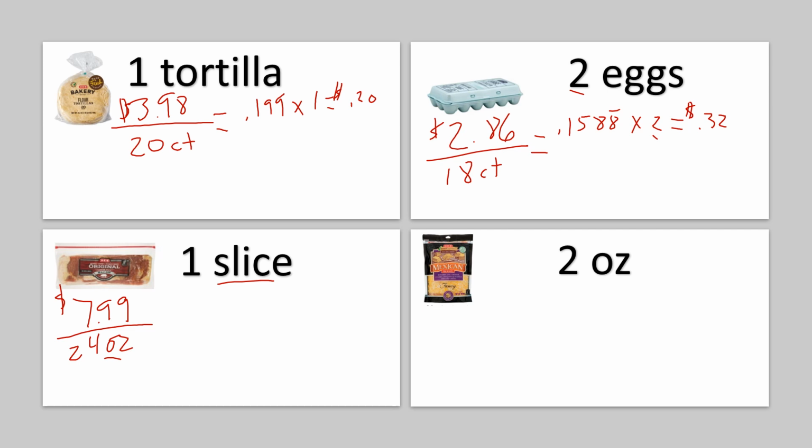All right, so now we know that there is 20 slices inside this package right here. So now we can take $7.99, divide by 20 slices, and we get our cost per slice, per unit. Now we're going to get that 0.3995, and we're going to go ahead and just round that up to 40 cents per slice. Okay, 40 cents per slice.